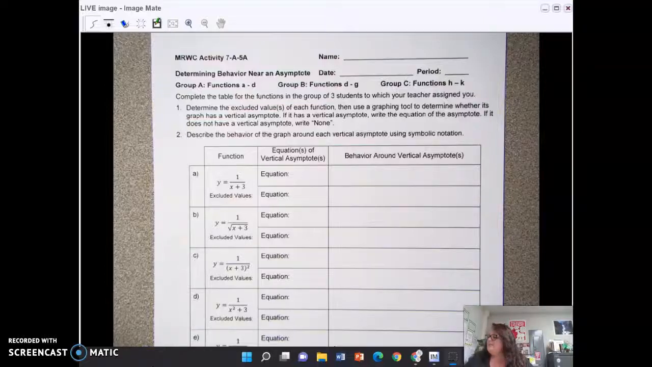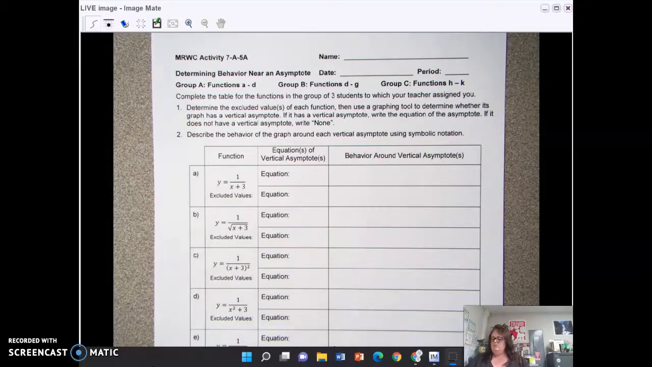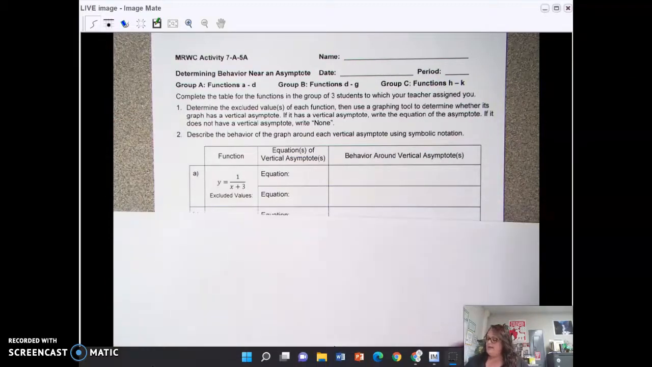Hello everybody, this is going to be an introduction to activity 7A 5A so that you guys can get this started even if I'm not here. So the first part of the directions said, we're not going to worry about the group stuff for today. It says to determine the excluded values of each function. So we're going to start right there with question number A.